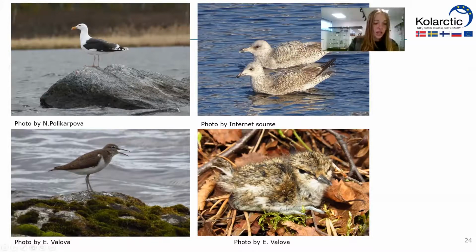Common sandpiper's hatchlings don't look like their parents too. They have very light downy plumage. Only 3 weeks after hatching, their plumage will become like that of adult birds. Young gulls are already the size of an adult, but have a completely different color.